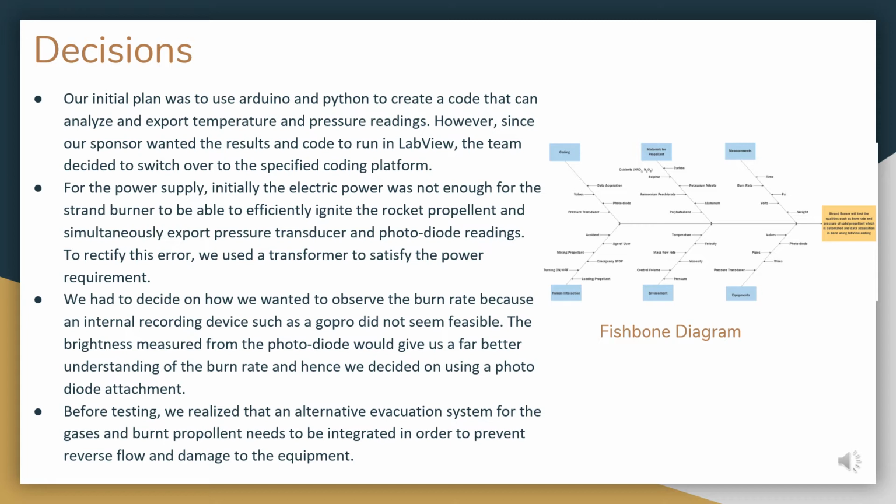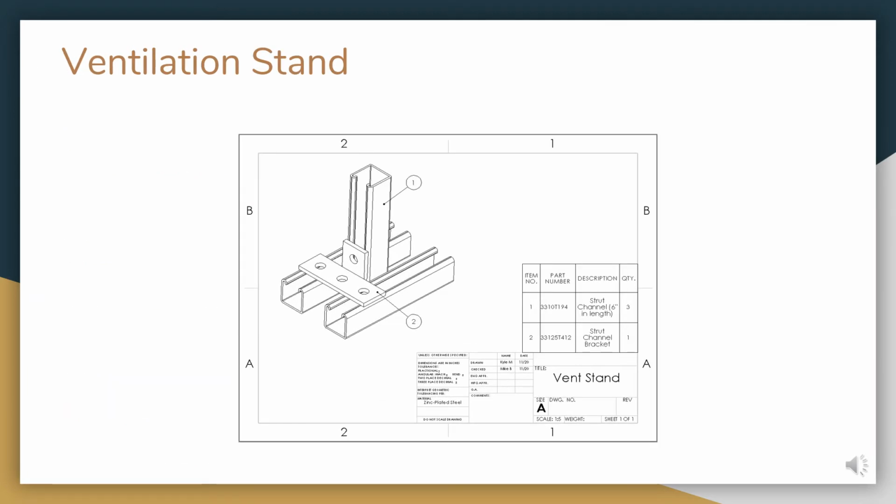Before testing, we realized that an alternative evacuation system for the gases and burn propellant needed to be integrated in order to prevent reverse flow and potential damage to the equipment. Another design that we had to make for the strand burner was the ventilation stand. This was built out of 3 pieces of unistrut bar to make sure the ventilation tubing does not vibrate inside of the fume hood when it is ventilating the remaining high pressurized gases out of the system.